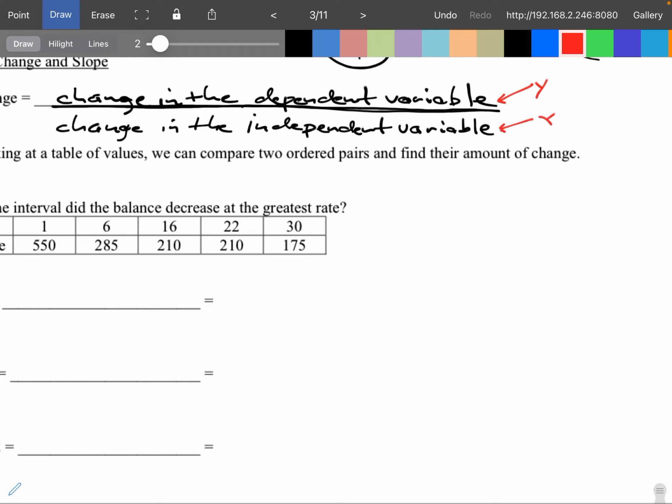And really, that's just a fancy way of saying that the dependent variable was the y value, right? And the independent variable, that was the x value. So this is going to be the y values on the top, and the x values on the bottom. So really, it's just the change in y over the change in x.